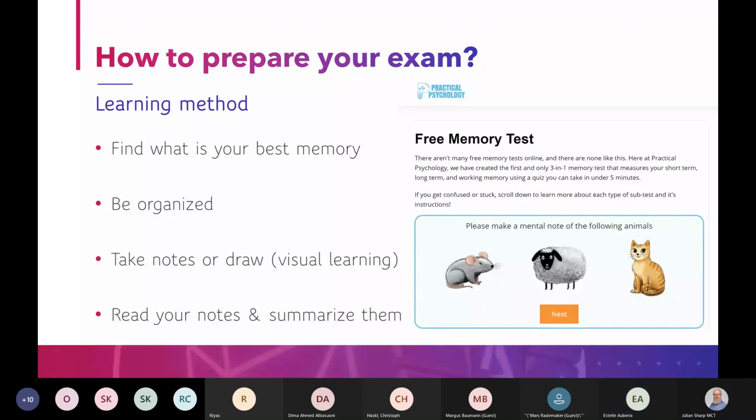So when you know what kind of memory you have, it will be easier for you to learn, because if you know that you have short-term memory, even if you prepare your exam maybe 2 weeks before, you will have to, maybe the day before or 2 days before, read your notes again, or maybe learn again what you memorized, or what you forgot 2 weeks ago. So that's why you have to be organized.